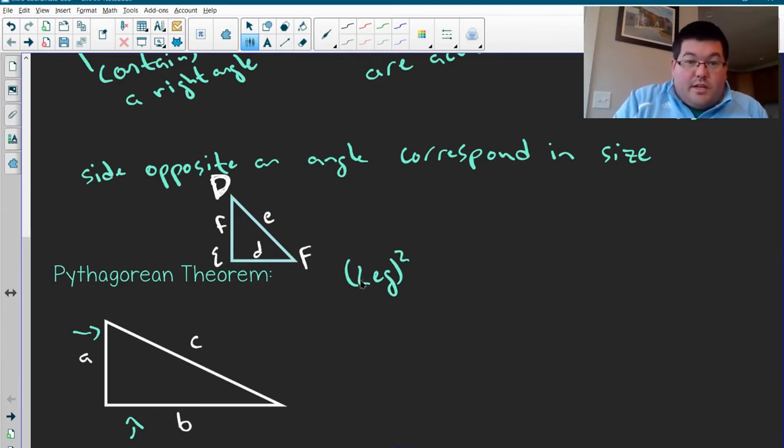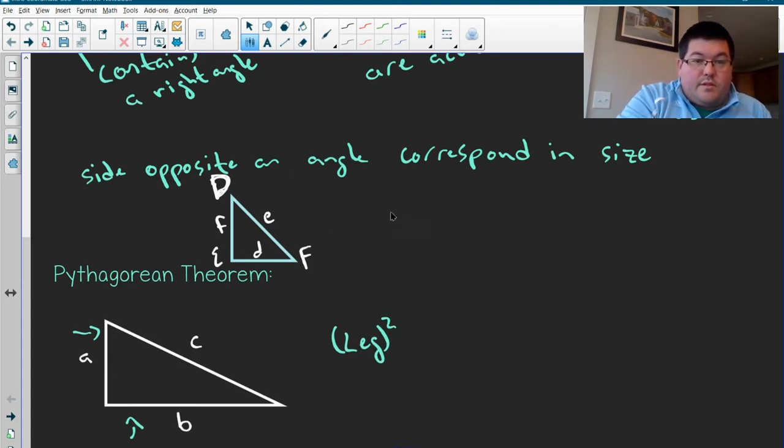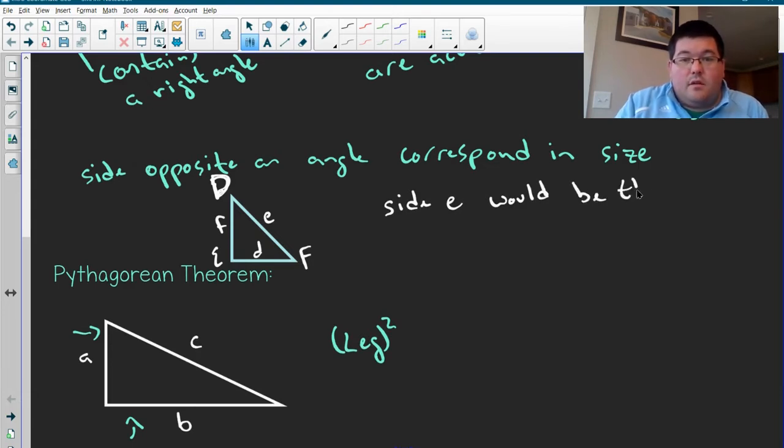Well, in this particular triangle example, let me move this out of the way so we don't run into some trouble there. All right, side E would be the longest side.